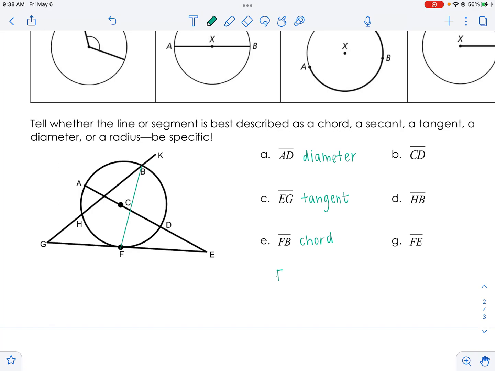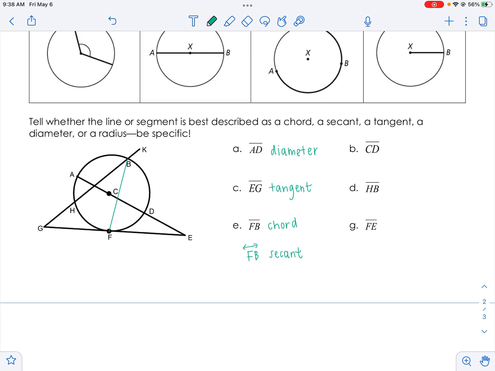So that would make that a chord. Now, if I changed it to this, would that change things if I made it a line so now it goes through the circle? And the answer is yes. If I see arrows on the top, that wouldn't be a chord anymore. That would be our secant. And then I'm going to give you a minute to see if you can do those last 3 on your own. And then we'll be right back to check.